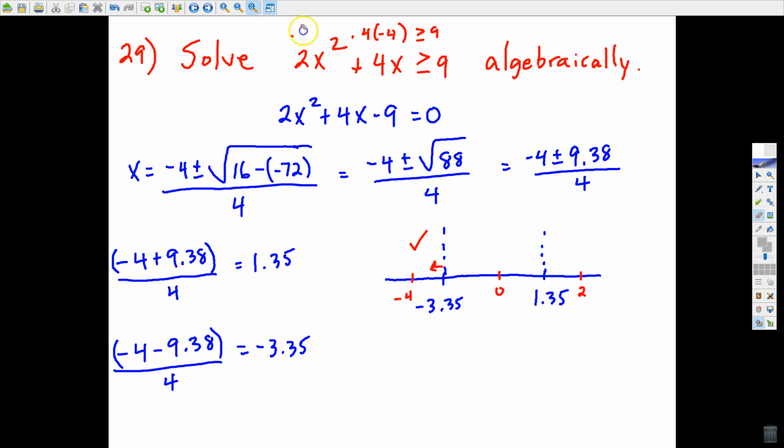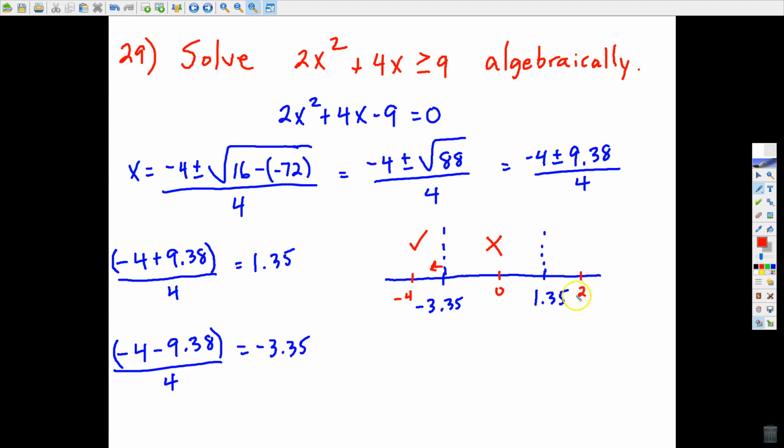Okay, so now we're going to test the interval between these two numbers. And I just picked 0 because that's an easy one to test. So if I let x be 0, I get 0 is greater than or equal to 9. Well, obviously that's not true. So the numbers in between negative 3.35 and positive 1.35 are not part of the solution.